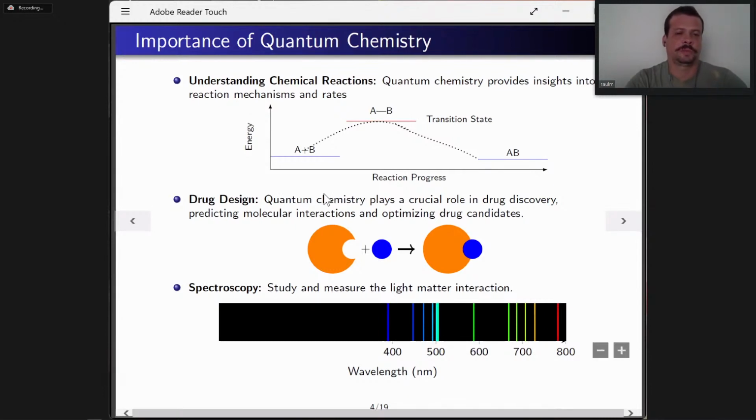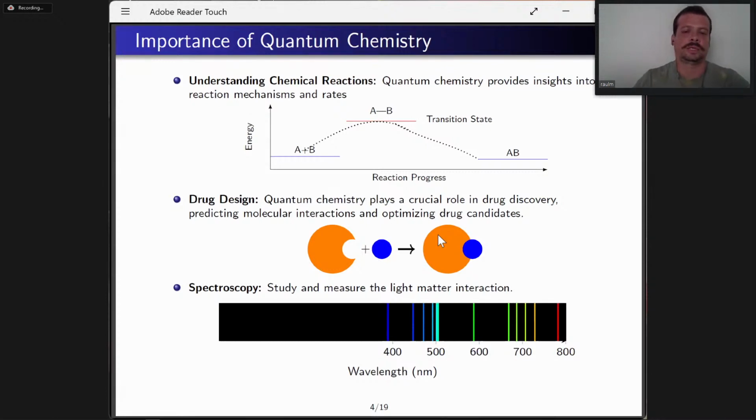Another important use of quantum chemistry is drug design. Whenever a drug is designed, we need to target a protein, an enzyme, or something in our organism. In this example, the orange circle is the enzyme, and the blue dot is the drug. We can model the interaction energy between both, so it actually helps to optimize the drug candidates. If we have many candidates, we can select the one with the minimum energy, because they will interact more strongly, and the drug will be more efficient.